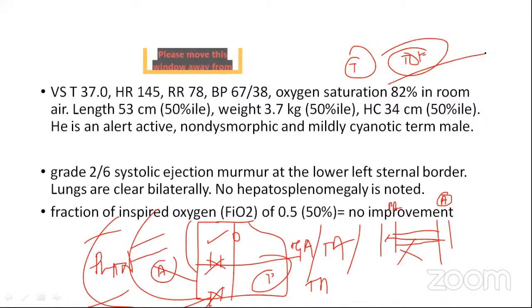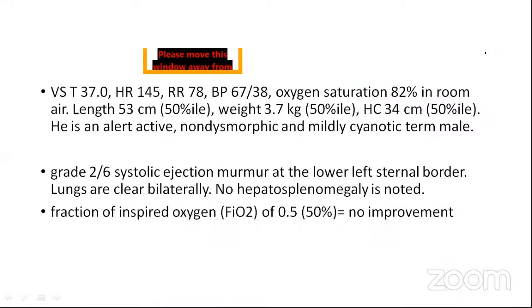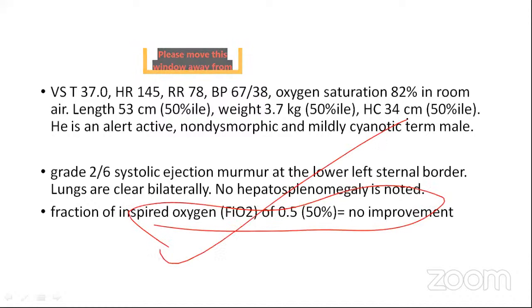So these are all the causes for a right to left cardiac shunt. And there can be, we'll come to it, Epstein's anomaly that can cause an intermittent cyanosis. Okay, so here we saw that even though you're giving oxygen, the lung is normal and there is no improvement in the oxygenation. So it should be a cardiac cause.